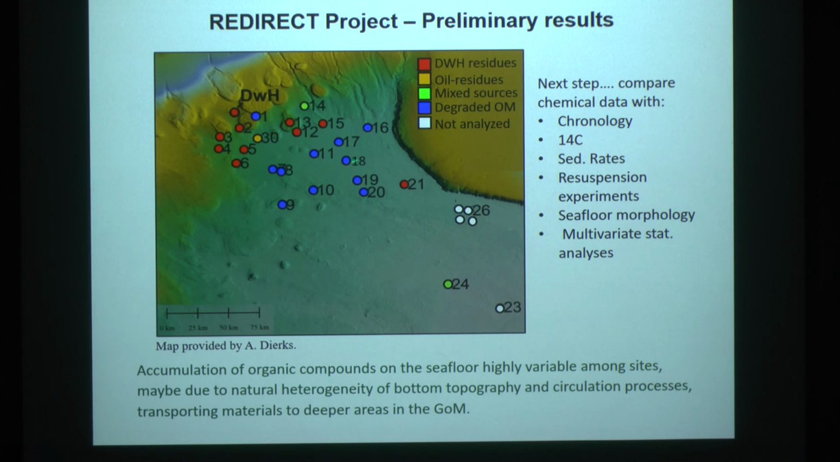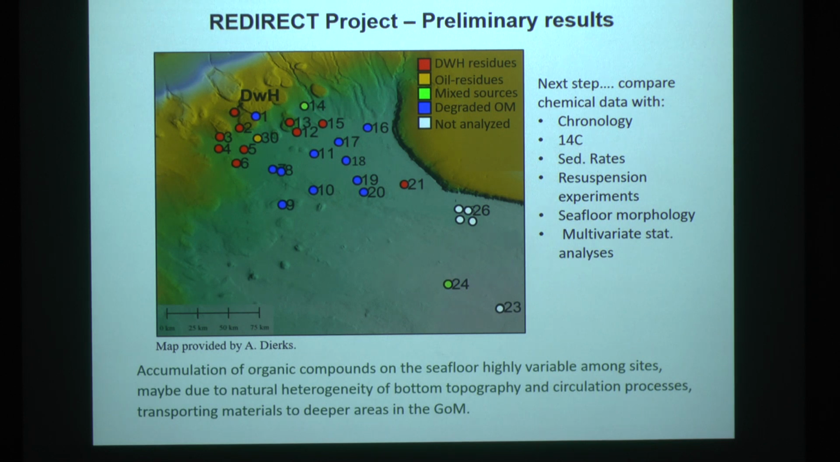So what we found is that these sites here, it looks like they don't have Deepwater Horizon oil residues, but they have very old organic matter based on C14. And their structure and the distribution at the molecular level is super interesting. But I still need to put together the sedimentation rates, the suspensions, and multivariate analysis, and do all that stuff to make a better assessment.